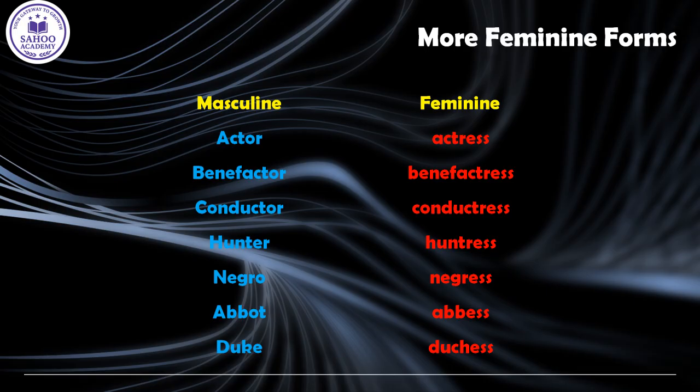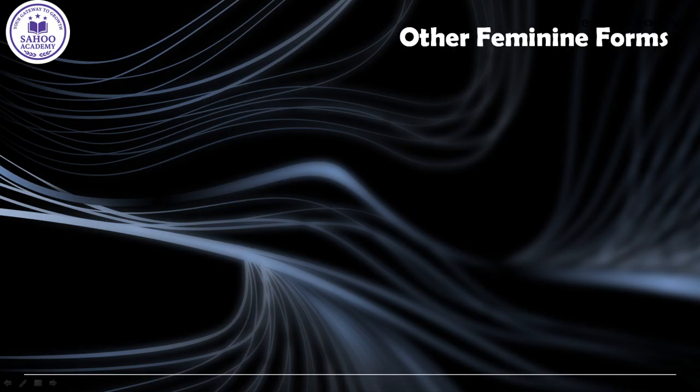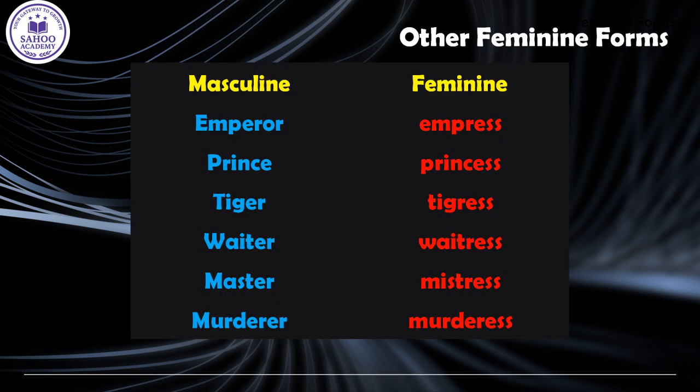Okay, now let's move on to the next slide. Now let's solidify our understanding with a few more examples of feminine forms ending in ess. Notice how the masculine noun sometimes shortens or changes its spelling slightly before the suffix is added. This is a common feature of word formation in English. Look at the examples on the screen.